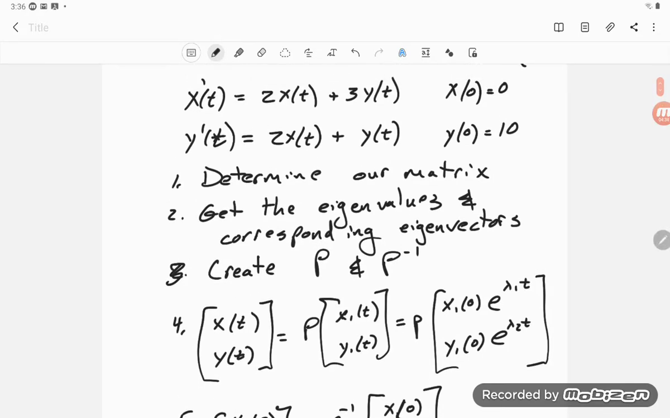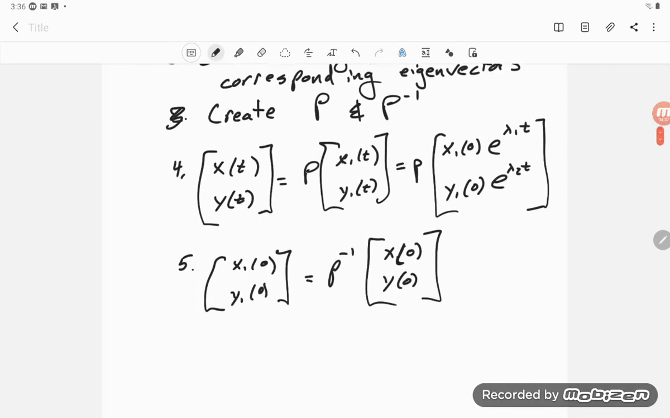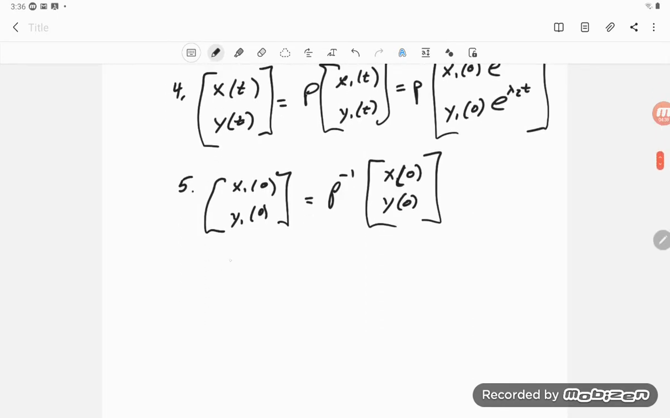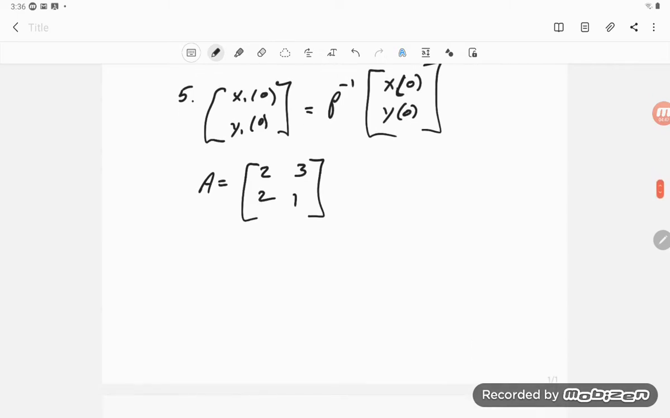Let's get our matrix, 2, 3, 2, 1. So our matrix we want to work with, A, is 2, 3, 2, 1. And so we need to get the eigenvalues and eigenvectors of that. So I need the determinant of 2 minus lambda, 3, 2, 1 minus lambda. That is lambda minus 2 times lambda minus 1. It's easier for me to do the multiplication that way.